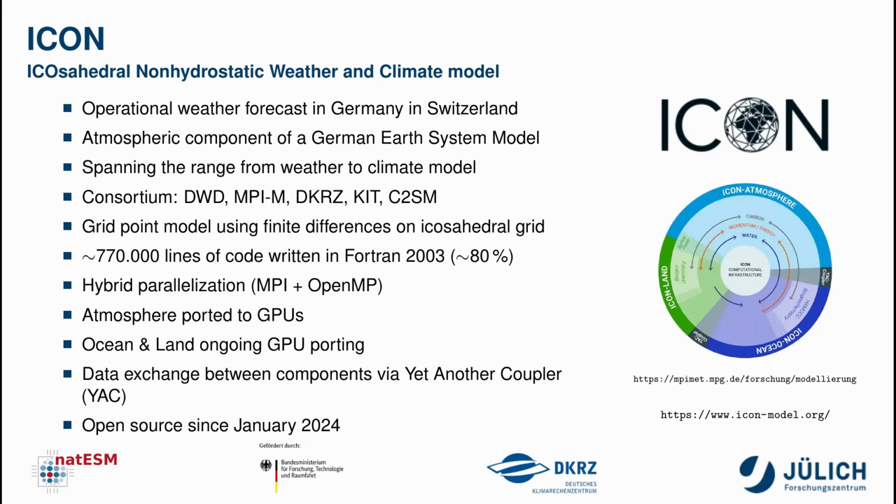It was initially developed by a consortium from the German Weather Service, the Max Planck Institute for Meteorology, the German Climate Computing Center, the KIT, and the C2SM. ICON is a grid point model using finite differences on an icosahedral grid. That's why it also has this name. And it's a pretty large code. It has about 770,000 lines of code, mostly written in Fortran 2003.